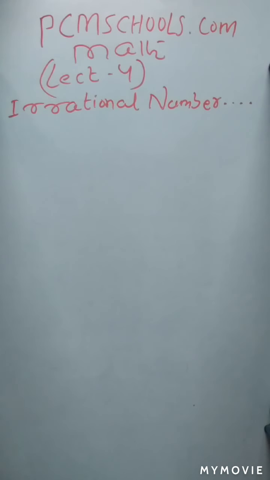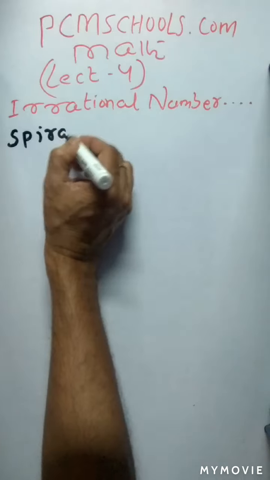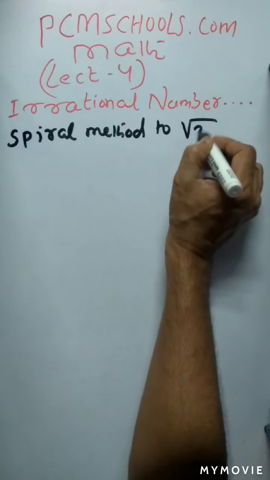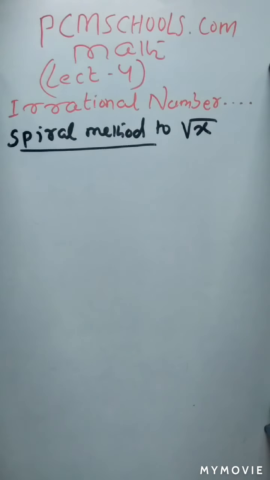Good morning all. So in the last video, that is on lecture number 3, I was discussing the irrational number, and in that lecture I had explained how to represent the square root of x on the number line. After that there is also another method to represent the square root of x. That is the third method, the spiral method to represent square root of x.